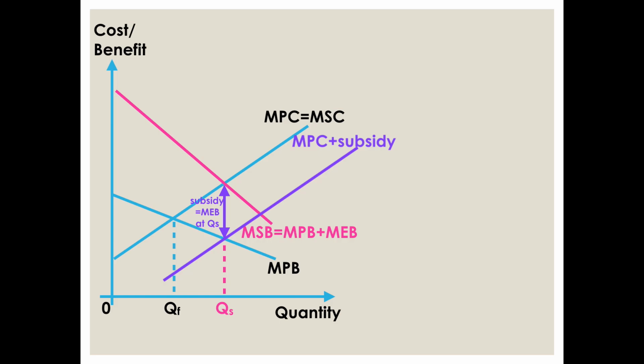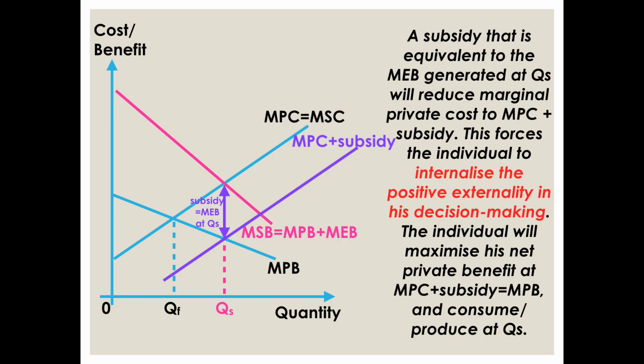So in this case, with this subsidy implemented by the government, this will reduce the marginal private cost to MPC plus subsidy and force the individual to internalize the positive externality in his decision making. So what this means is, when the individual makes a decision about how much to consume or how much to produce, the individual, because of the subsidy, will take into account the positive externality that he generates. So this individual will maximize his net private benefit where MPC plus subsidy equals MPB and consume or produce at QS.